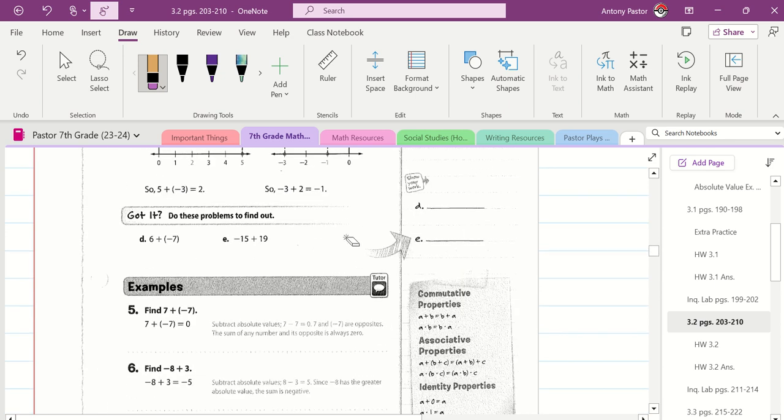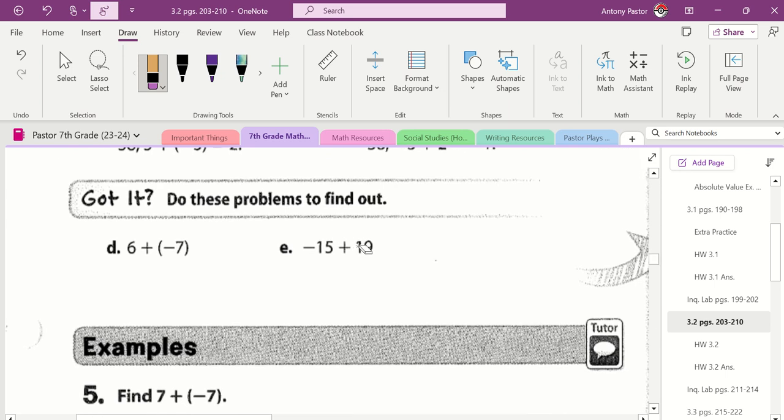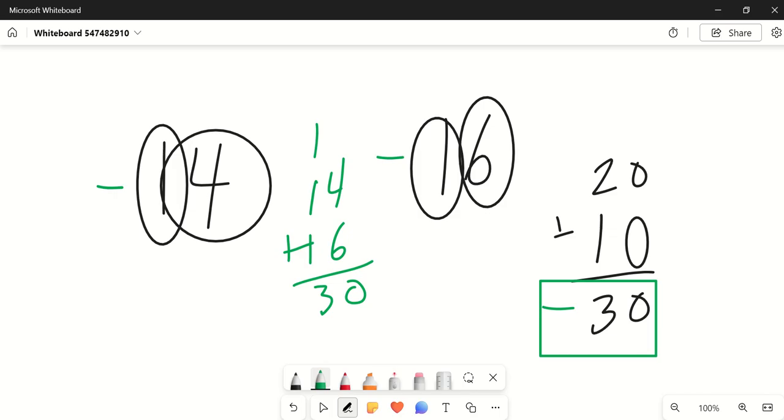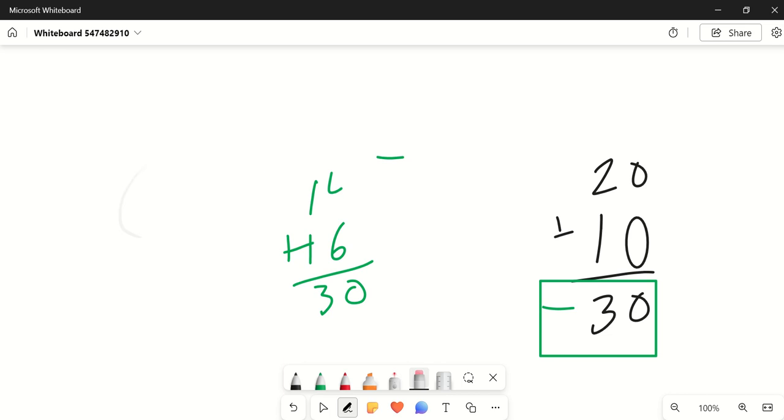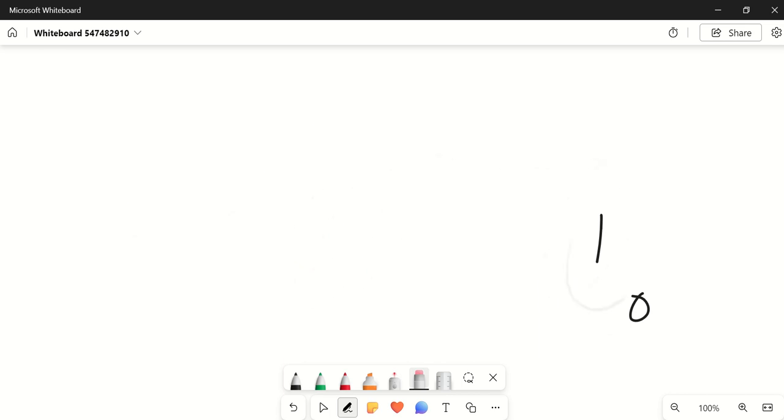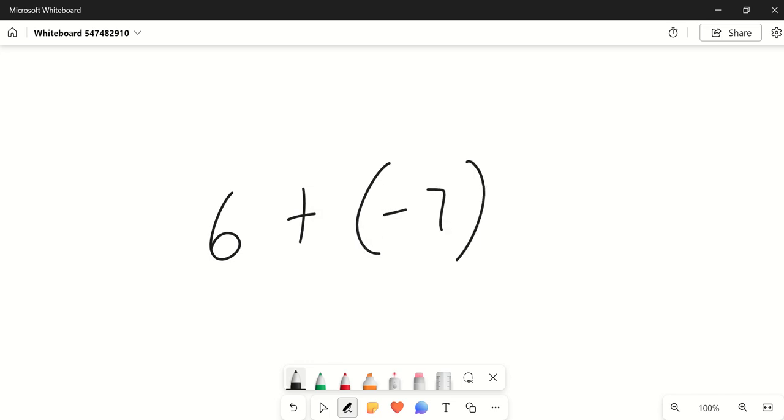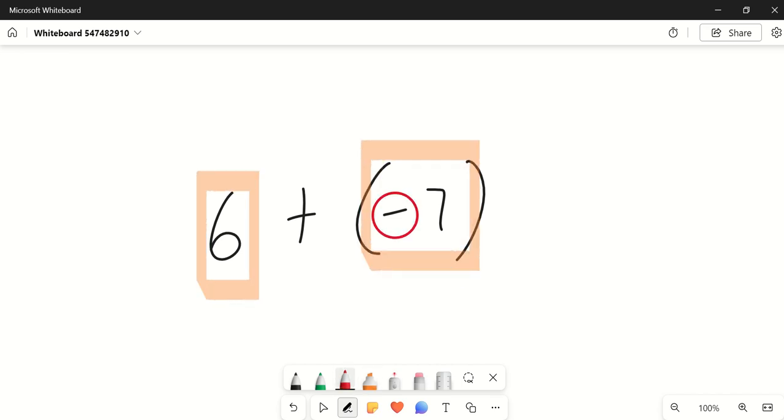Let's do the next one together. 6 plus negative 7. This is going to result in a negative number. Because again, when you do two different signs, 6 plus negative 7, the absolute value of 6 is 6. The absolute value of negative 7 is 7. Since the absolute value of the negative number is greater, we know that our answer is going to be negative.